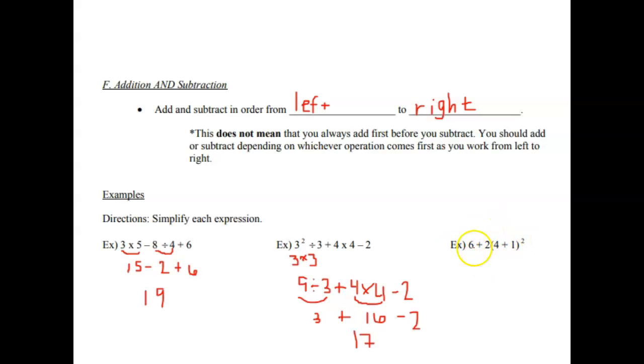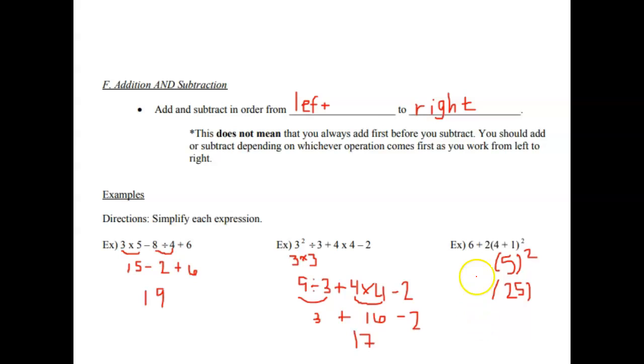Next one, I'm going to, again, do PEMDAS first. I work inside of my parentheses. 4 plus 1 is 5. And then I take 5 and raise that to the second power. 5 to the second power is 5 two times, or 5 times itself, which is 25. Okay, so I end up with a 25.